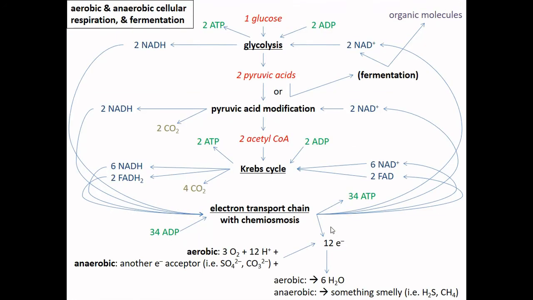All right, here's the big picture of what everything looks like. Okay, you have glycolysis to that intermediate modification step to the Krebs cycle to the electron transport chain.